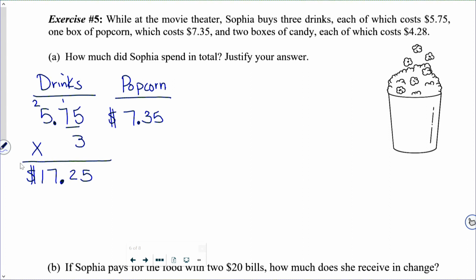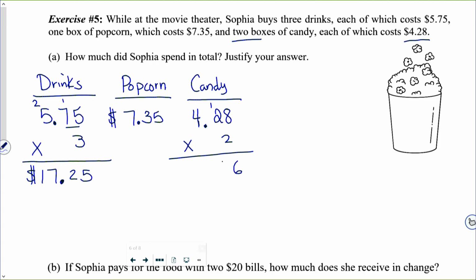But finally, we also have the candy. And the candy, 2 boxes, each at $4.28. So very similar to what we did at the beginning. We're going to have $4.28 times 2. That's going to give us 16. Carry the 1, 5, 8, 2 decimal places. And there we have it. That's how much we spend on candy.